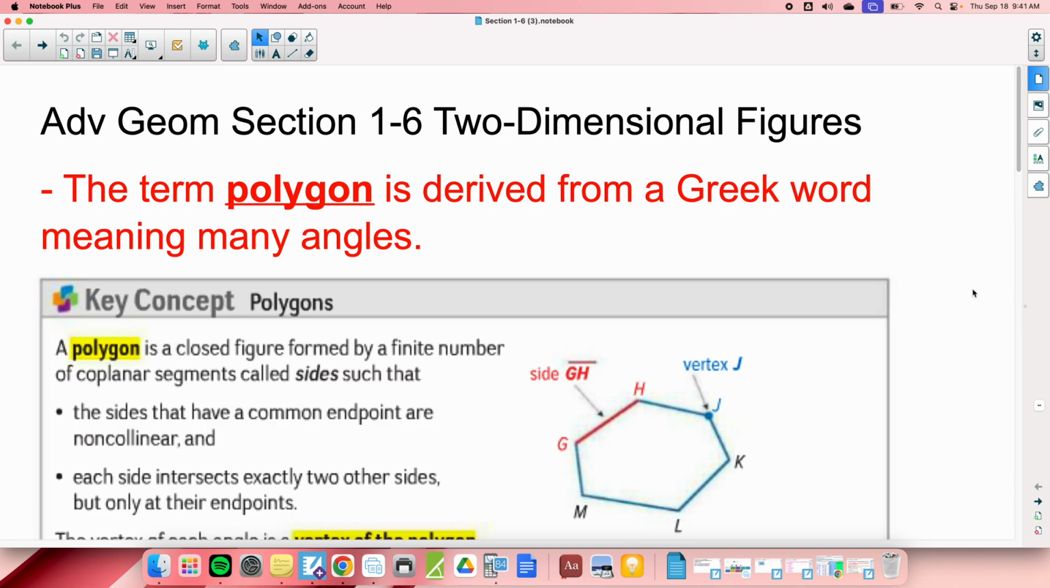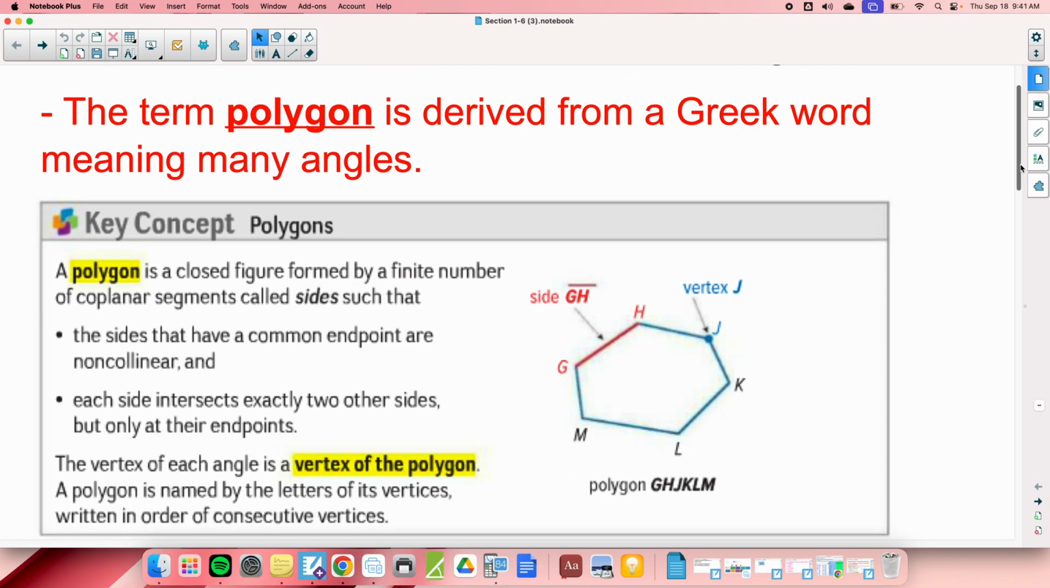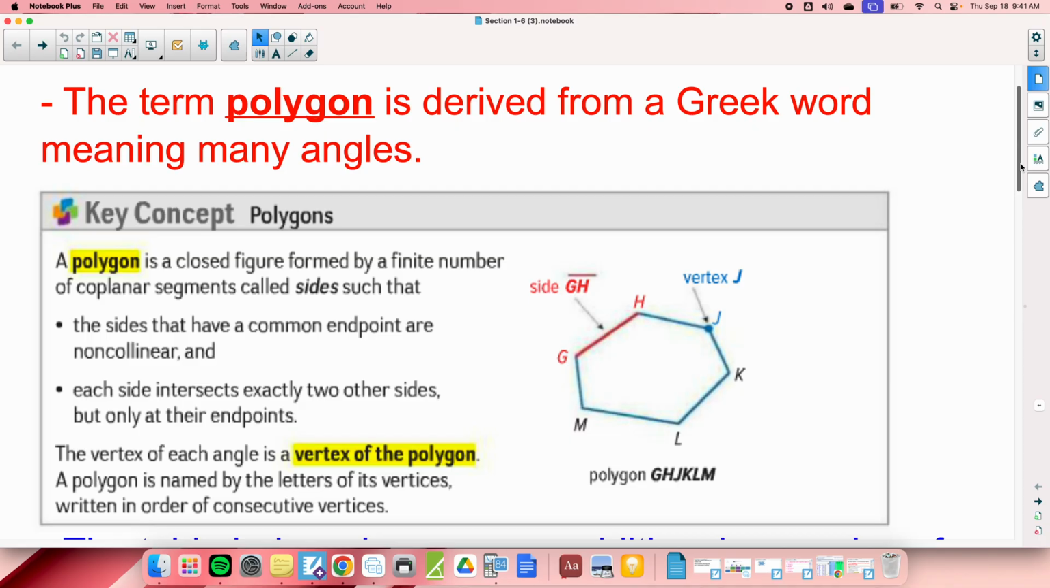Right, so today what we're gonna do is talk about polygons. I think the majority of what we talk about today is things that you've done before, so this hopefully will be a review for you. So we're gonna talk about polygons, and a polygon is a Greek word for many angles.